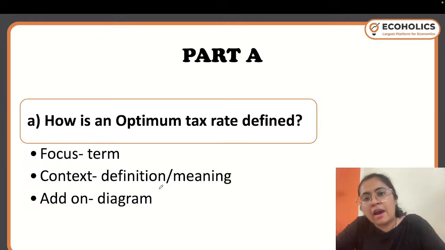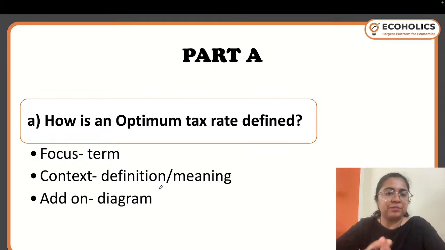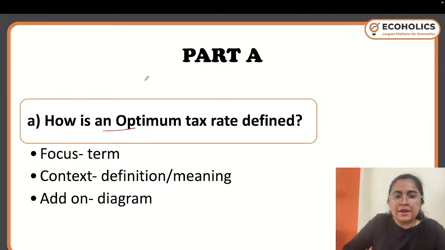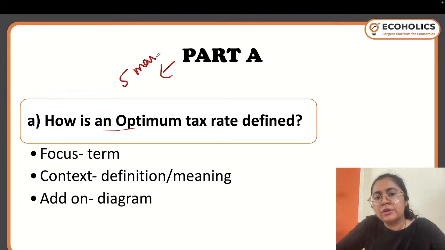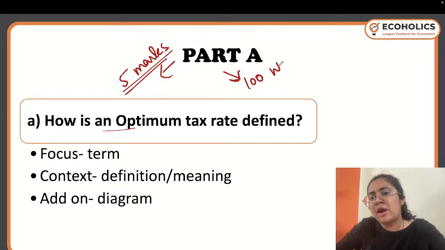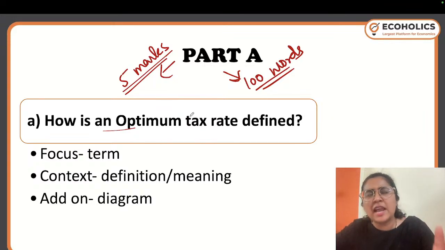Let's begin with part A. What do you understand from part A? Part A means that there are 5 marker questions, questions of 5 marks, and how much do you need to write? About 100 words. So there's a word limit of 100 words, which is hardly 2 or 2.5 paragraphs.